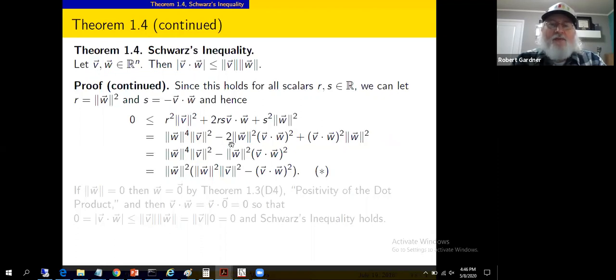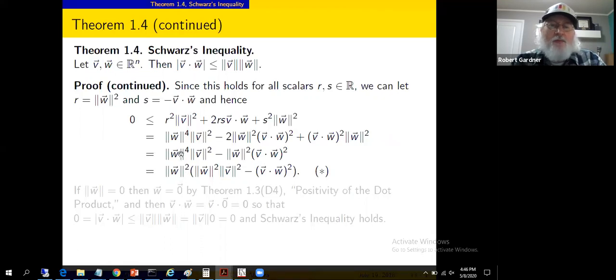Here we've got negative 2, norm w squared, v dot w squared. Here we've got v dot w squared, norm w squared. We got negative 2 here, 1 here. Same type of quantities, so we're left with negative 1 of that type of quantity down here. And we can factor out what? Norm w squared. Factor out a norm w squared.